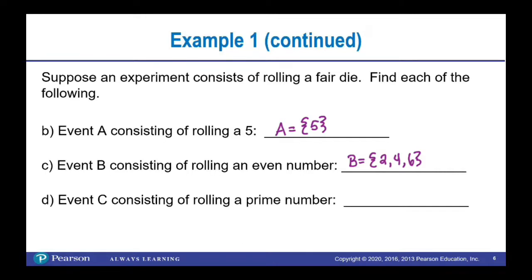Event C is rolling a prime number. So the prime numbers on my die are 2, 3, and 5. Notice I wrote C equals, and I put 2, 3, and 5 in the wavy braces.